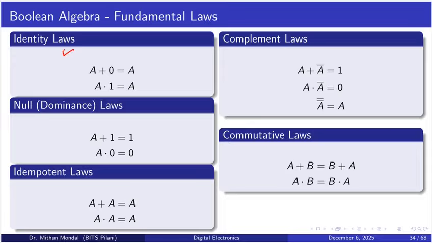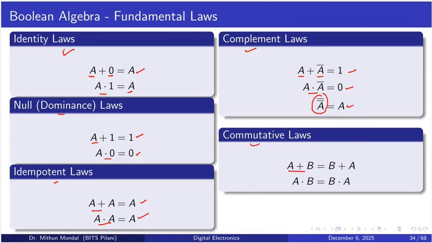The identity law says that any number a plus 0 will give you a, and if you give a dot 1, it will give you a. The null or dominance law says that if you add 1 to a, it will give you 1, and if you multiply it with 0, it will give you 0. The idempotent law says that a plus a will give a, and a dot a will give you a. The complement laws: a plus a bar, which is the NOT operation, gives 1, a dot a bar gives 0, and a double bar, so we are doing the NOT two times, gives a.